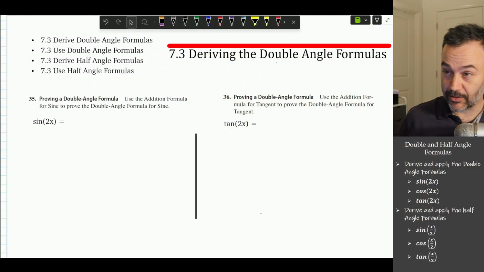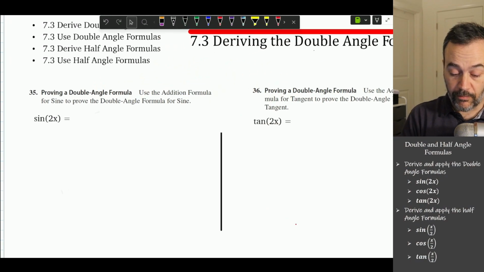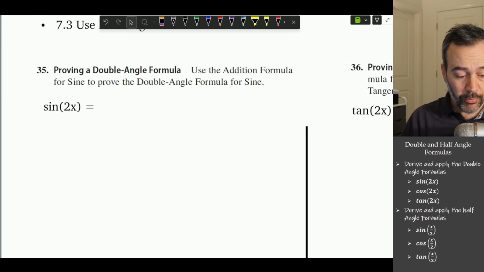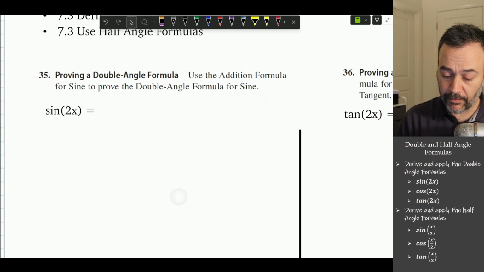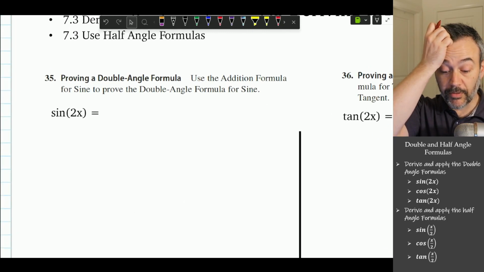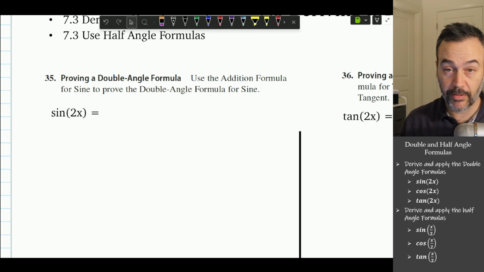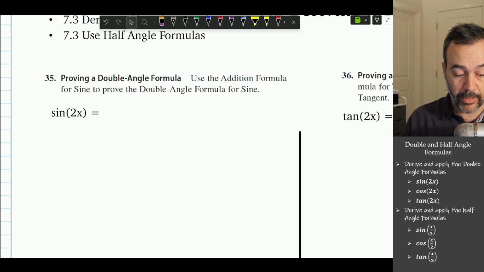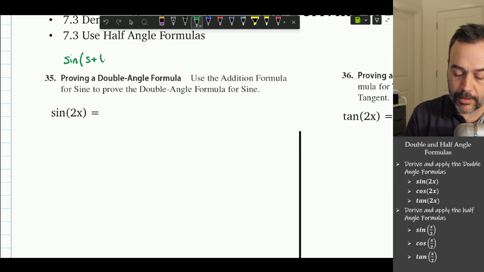So we're going to do both of those today. All right, now let's actually get started. So first one, proving a double angle formula. Use the addition formula for sine to prove the double angle formula for sine. Let's remind ourselves what is sine of s plus t.